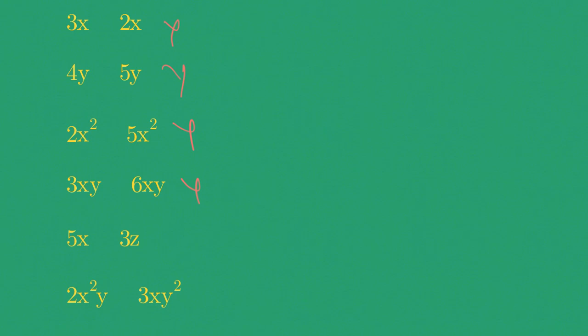Okay, how about 5x and 3z? No. Everybody good with that? That is a no. Obviously, two different variables, right?